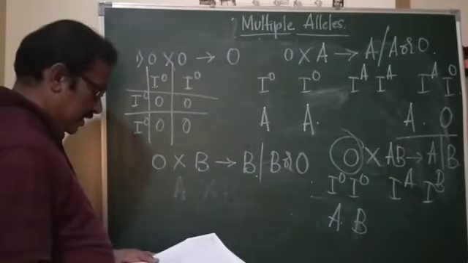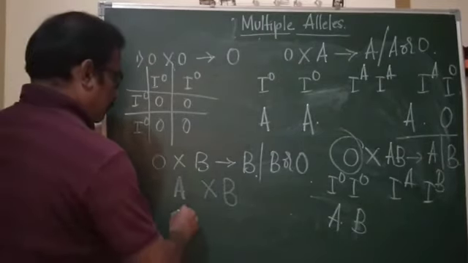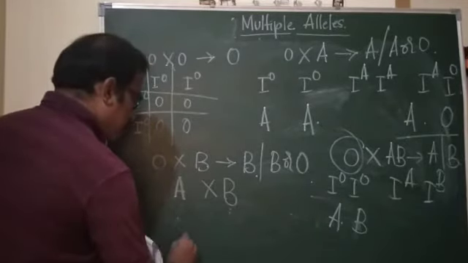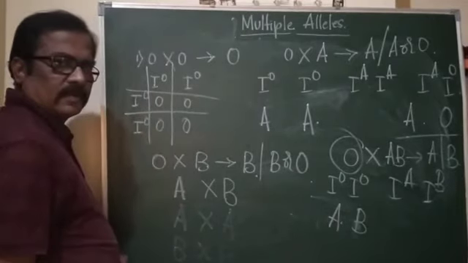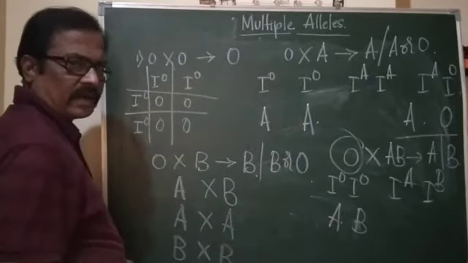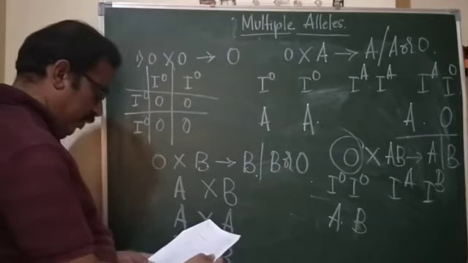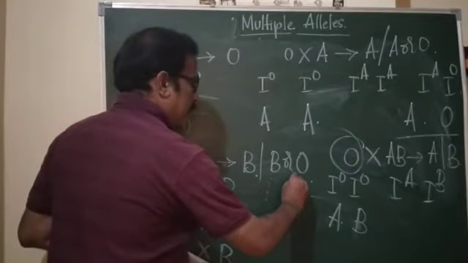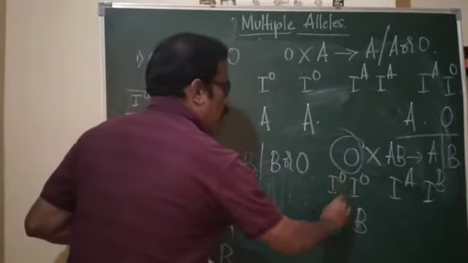One of the parents' blood group is A, another parent's blood group is B. Or both the parents' blood group is A, or both the parents' blood group is B. You can calculate like this. So in case of A with B, the children have either A or B or AB or O blood group.